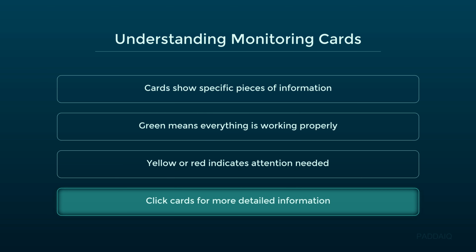Click cards for more detailed information. This means each monitoring card acts as a shortcut. Selecting it reveals deeper data and specific metrics. For instance, clicking a card showing high memory usage will display which applications are consuming the most resources. This direct interaction helps you quickly pinpoint and investigate any issues.